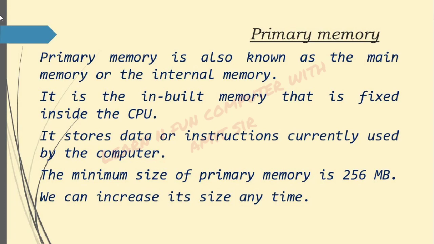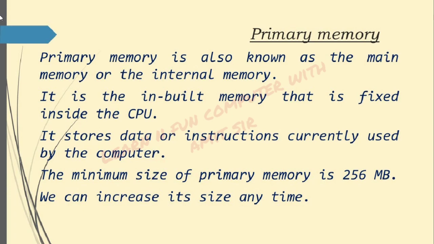That means, suppose you are using a computer application like a media player for playing music. So, the computer will use its primary memory to store the information or the instructions that are going to be executed during playing the music.